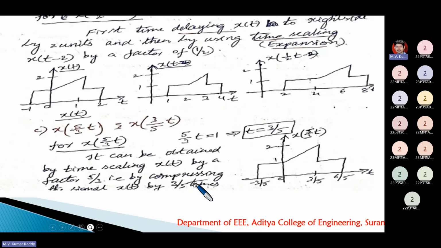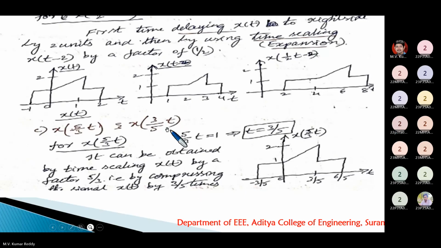Okay, the same you have to write for this one. It can be obtained by time scaling x of t by a factor of 3 by 5. Here, is it expansion or compression? Expansion. Expansion of the signal x of t by 5 by 3, because 5 by 3 is greater.